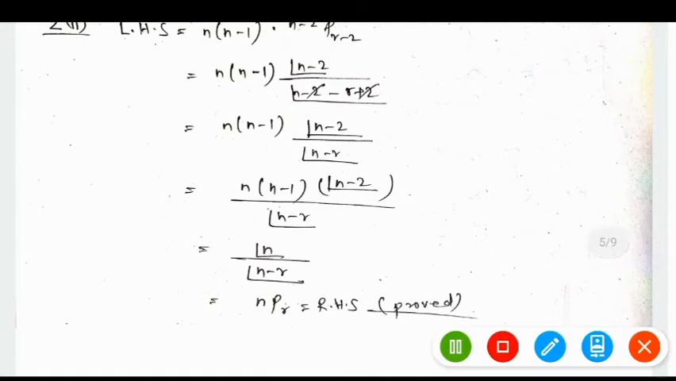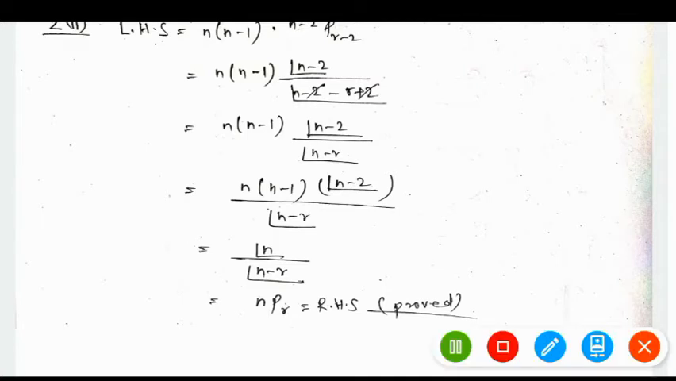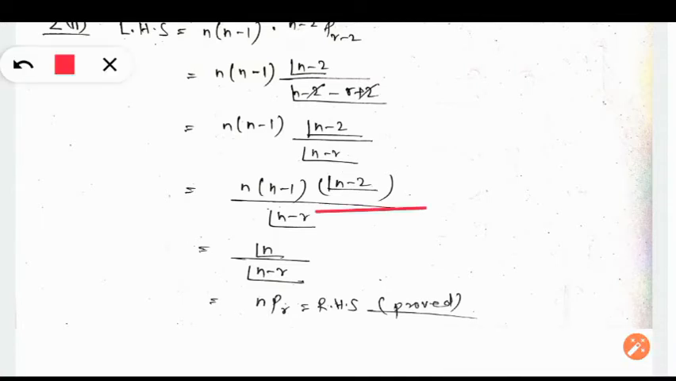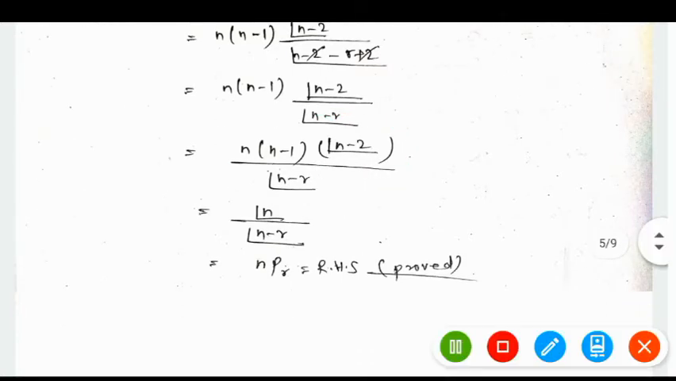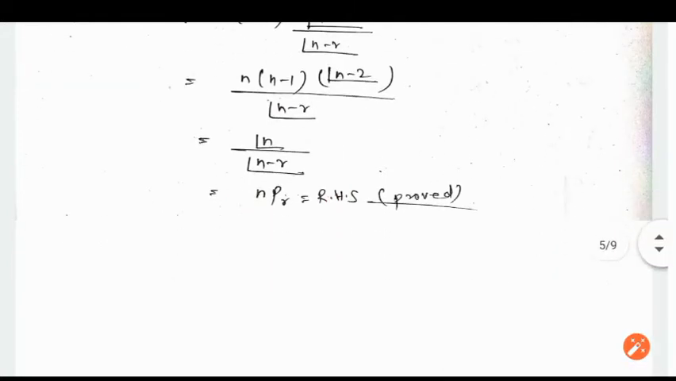So can I write n minus 1 and this one, n minus 2 factorial? Now n minus 1, n minus 2, n minus 3 and so on, but I have stopped here at n minus 2 factorial. So can I write this whole thing as n factorial? Both mean n. That is why we have n factorial. And in the denominator, what we have? n minus r factorial. And in place of n factorial by n minus r factorial, we can write nPr, which is the RHS. Hence RHS proved.